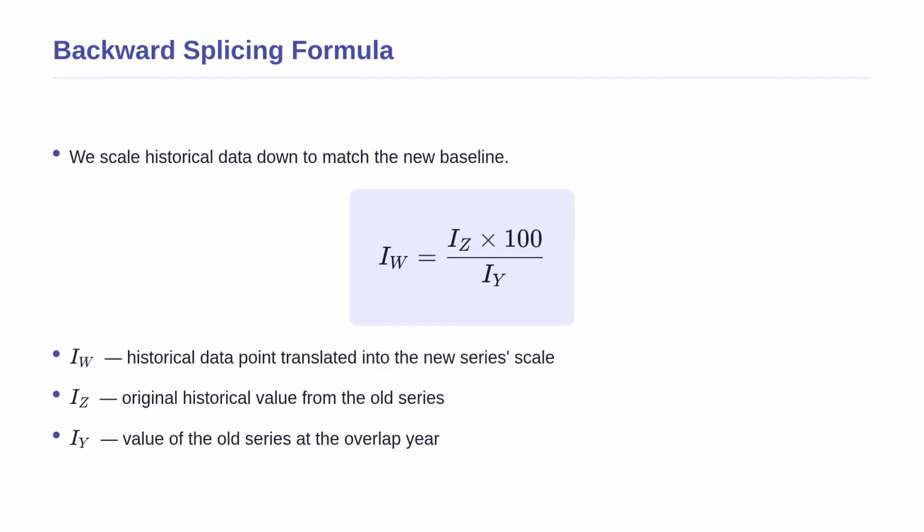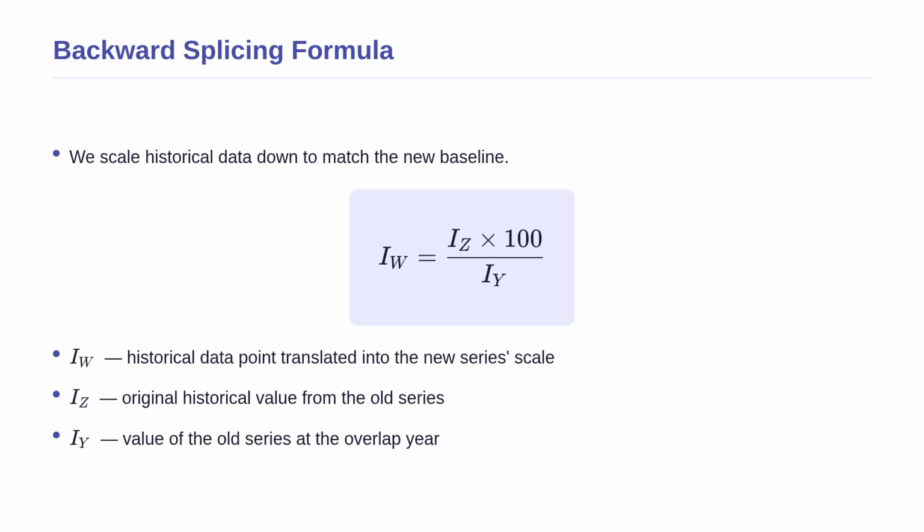To achieve this modern perspective, we use the backward splicing formula. Conceptually, we are taking an old historical value and shrinking or scaling it to fit the new, lower baseline established at the overlap year. In this equation, the symbol IW is the historical data point translated into the new series' modern scale. The symbol IZ is the original historical value from the old series that we want to convert. The symbol IY is the value of the old series at the specific year where the transition and overlap happened.